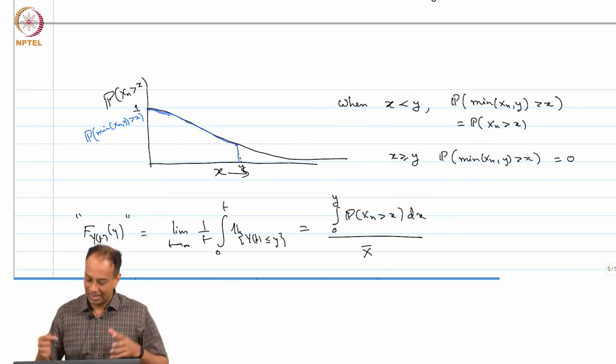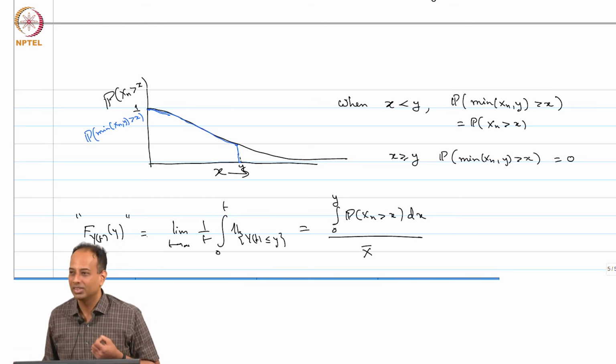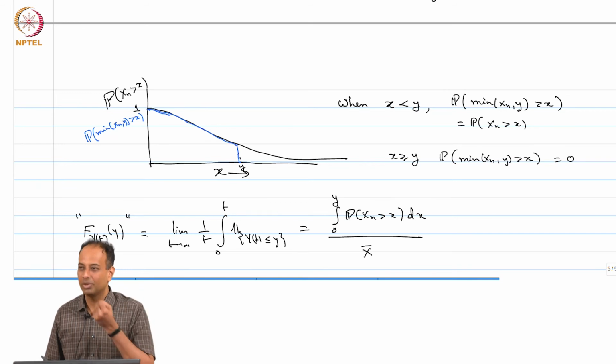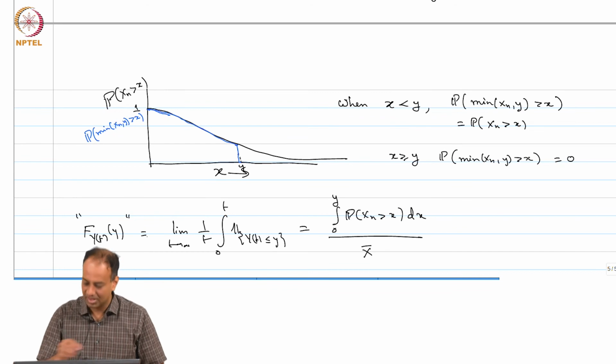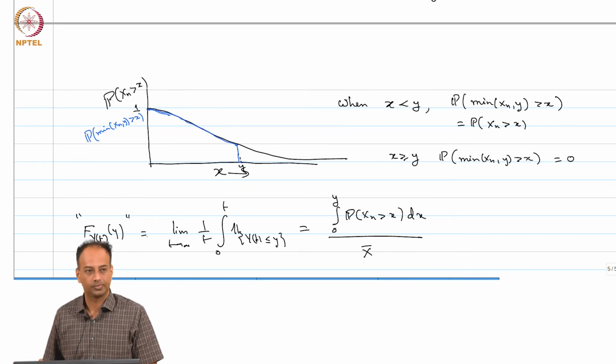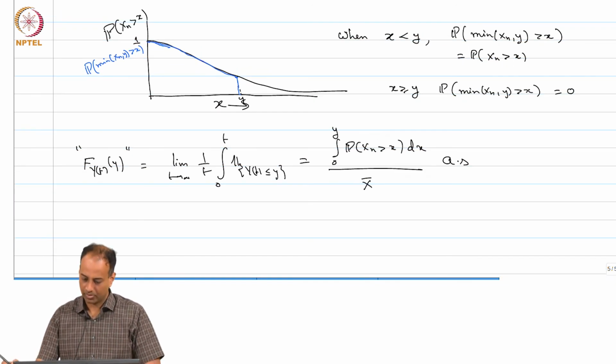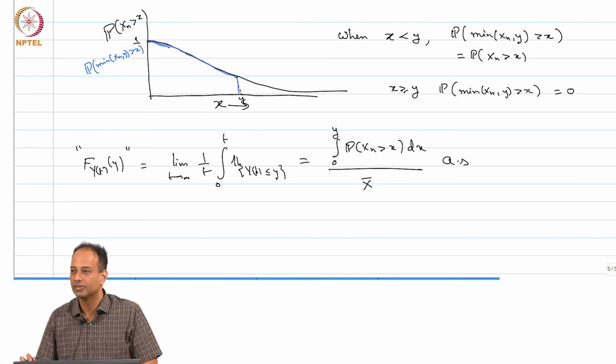So, it is a little bit like saying if the renewal process is running for a long time, what is the CDF, what is the probability that your residual time is less than or equal to little y? It is this answer: integral 0 to y of the CCDF over x bar, almost surely.